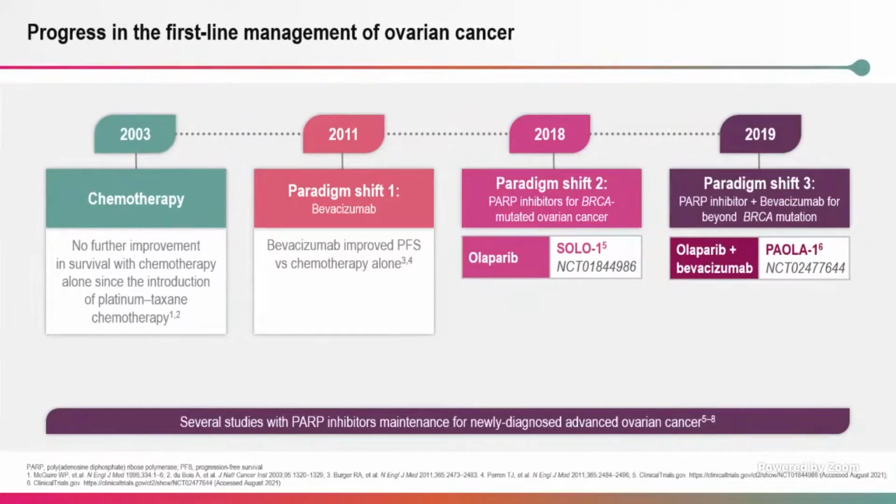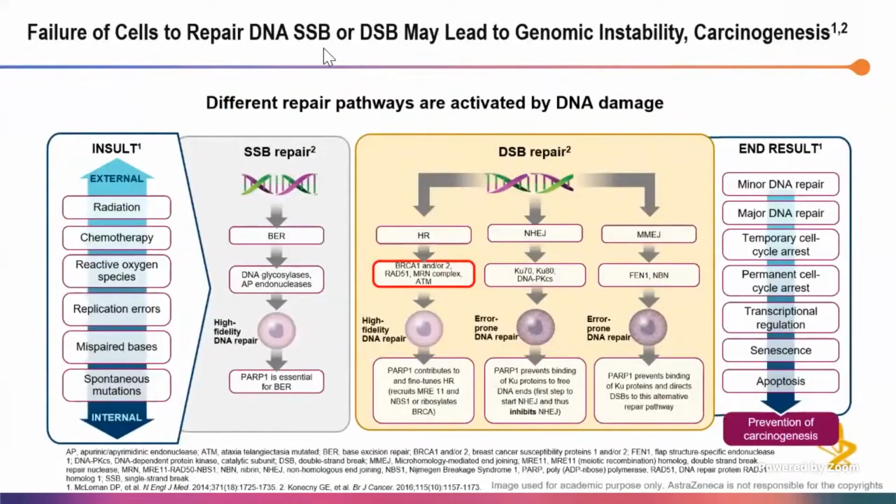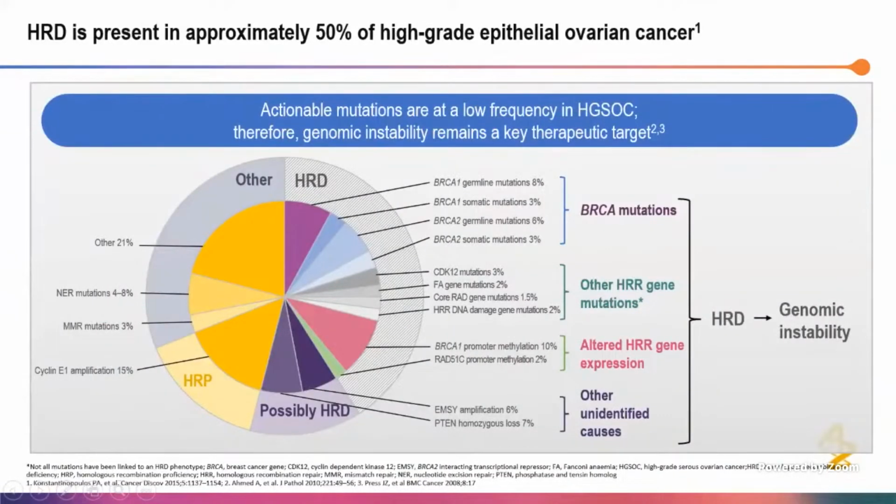and we have the PAOLA trial, so this slide has already been discussed. I'll just go through it. Whatever insult, whether external radiation, chemo, or reactive oxygen species, causes single stranded damage. Then it leads to double stranded damage, and whenever the repair is happening, there is a minor DNA repair, then the major DNA repair, temporary cell arrest, permanent cell arrest, and then transcriptional regulation, which ultimately leads to apoptosis and prevention of carcinogenesis. So when this sensitive balance is damaged, we get the cancer cells.